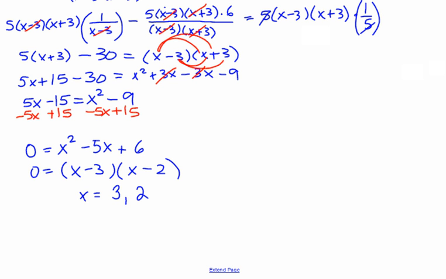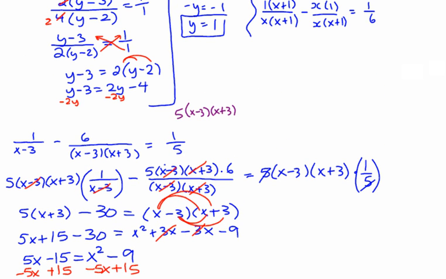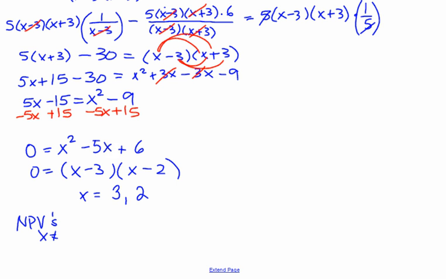Are there any problems with any of these answers? We have to go back. What were our non-permissible values? Sorry, what were our non-permissible values? Looking back to the original, 3 and negative 3. So x can't be positive or negative 3, so we have to reject the 3.